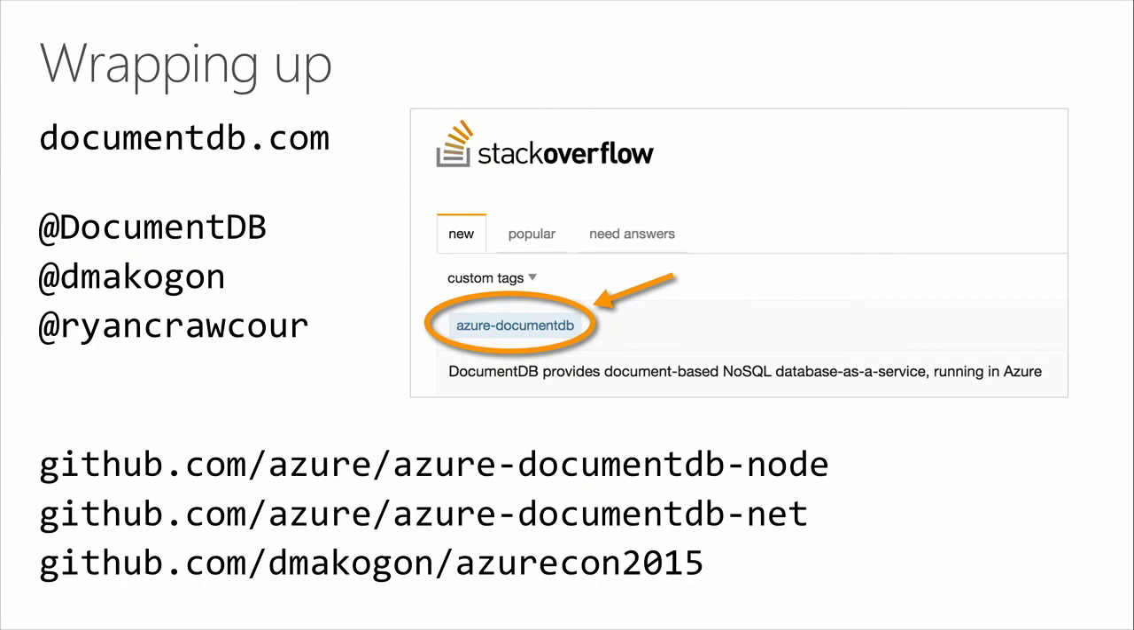All right, so we have our Twitter handles up here. There's the DocumentDB handle. You could bug Ryan and myself. If you're in Stack Overflow and you want to ask a question, there's actually a tag, right? Azure-DocumentDB. There's some good activity there. And then we have links to both the Node and .NET SDKs. So you'll see, we've put two of them up there. If you're looking for the Java one, it'll be -Java on the end. If you're looking for the Python one, it'll be -Python on the end.